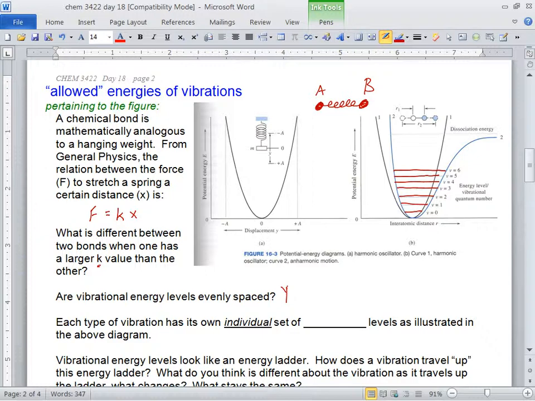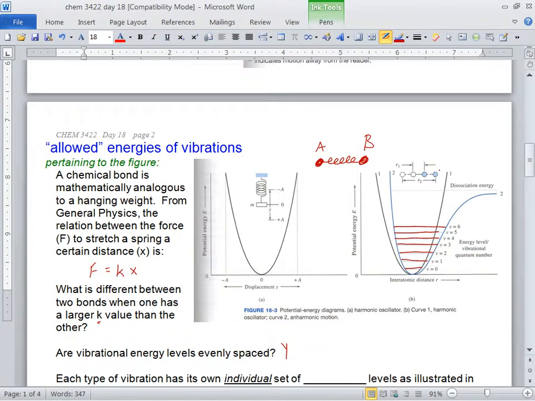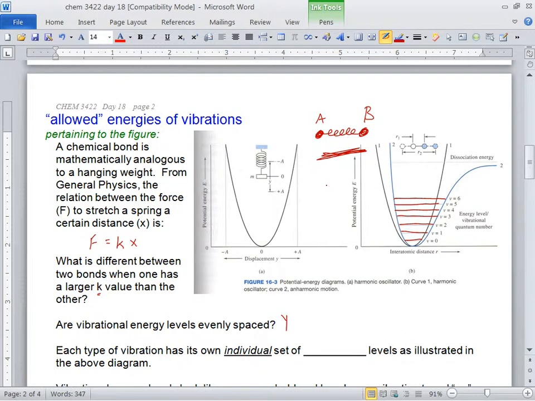Each type of vibration. So here's your different types. You need a more complicated molecule than this, but each type of vibration has its own individual set of blank levels. Energy, or vibrational. There's a lot of words you could have put in that blank. Quantum levels, right? But the most technical and the best word is vibrational energy levels.